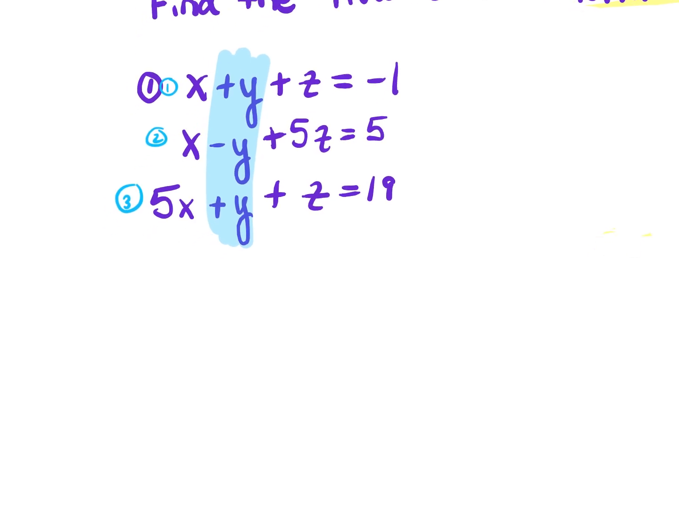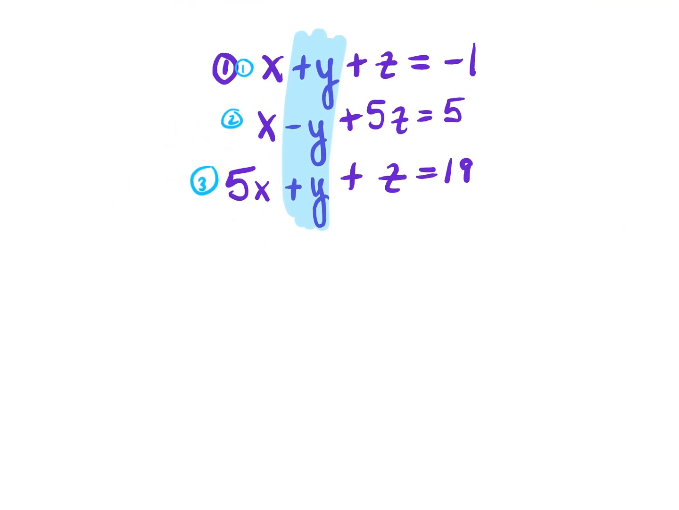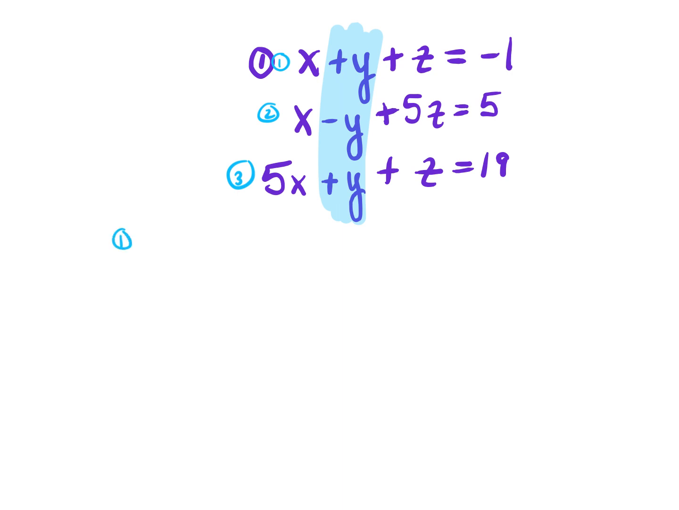All right, so next we have to pick 2 equations to work with at a time to eliminate the y's. And we have to eliminate the y's both times we do this. So which 2 equations do you want to work with first to eliminate the y's? 1 and 2. Good choice. So we're going to combine 1 and 2 to eliminate the y's.